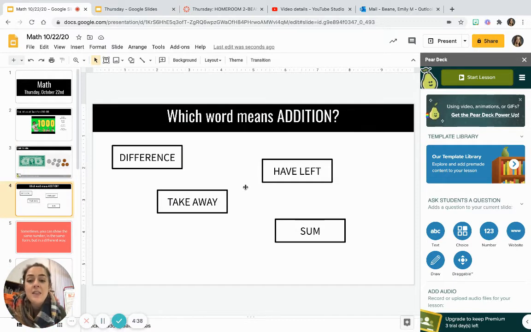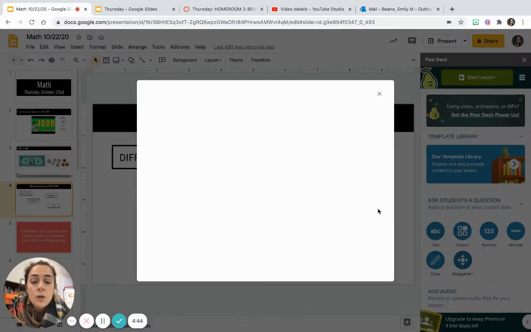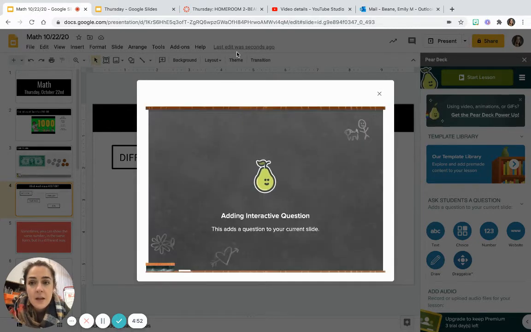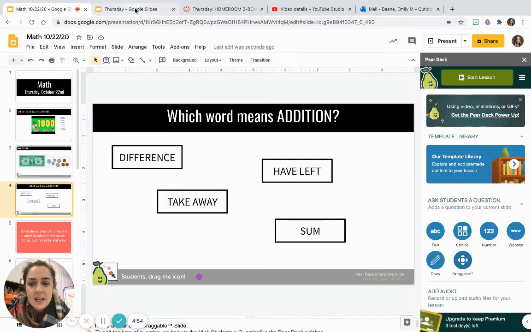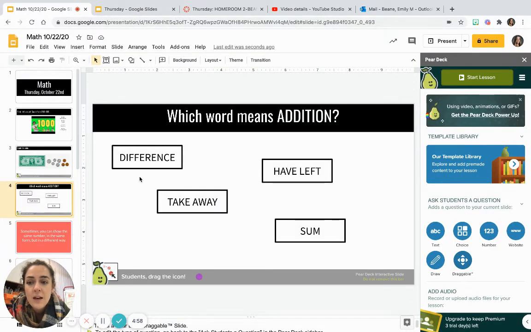All right, then this is a draggable. It's not a draggable yet, but I want you to drag the dot. Let me add the dot. I feel like I made this and then it got mixed up. Okay, so we have been talking about words that mean addition or words that mean subtraction. I can also put those slides in.